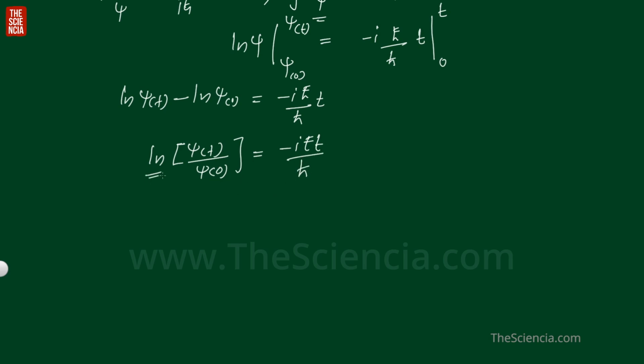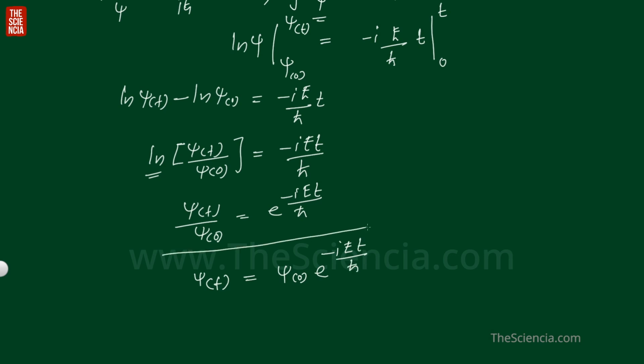Now I want to remove this log. So what do we have to take? We have to take exponential on both sides. So I get ψ of t by ψ of 0 is equal to e raised to minus i E t by h cross. Therefore, we can write the wave function at time t is equal to wave function at time 0 into e raised to minus i E t by h cross. This is the equation for time evolution.